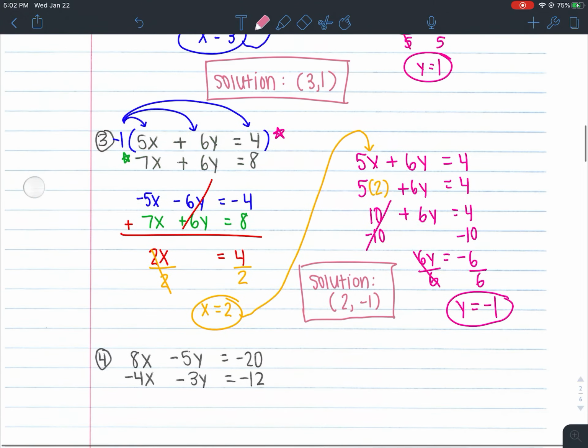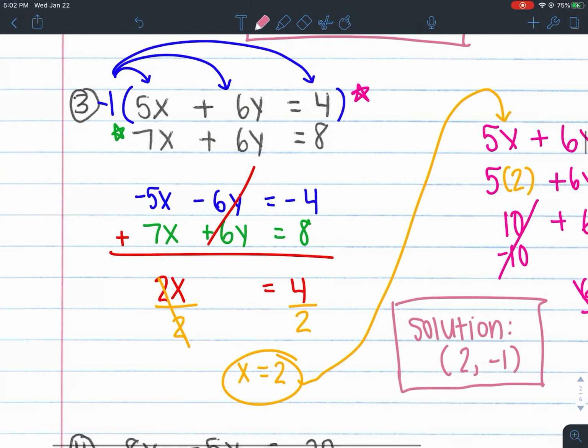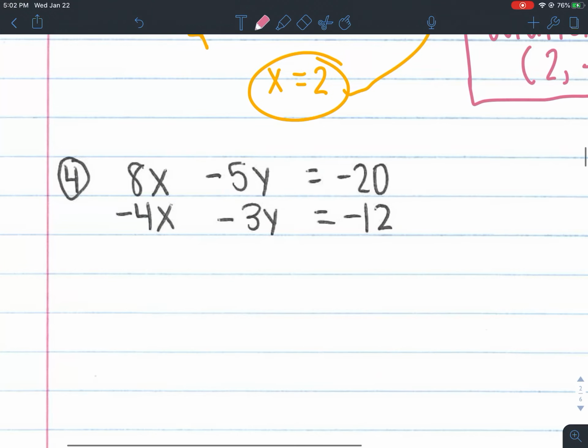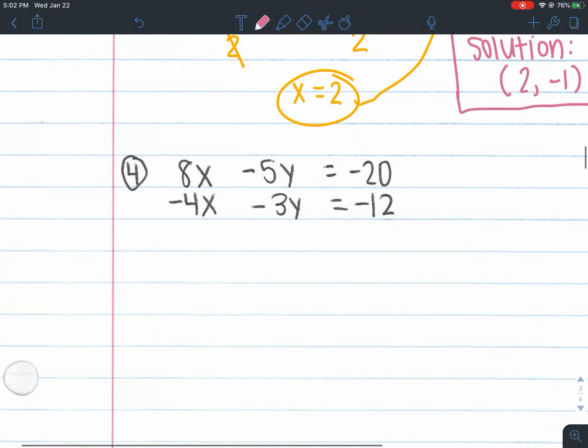I have opposite signs. So in the last problem, everything was positive, but I had 2 of the same numbers. So I'm like, okay, let's get rid of y because that's the easiest thing to do. In number 4, we don't have the same number, but we do have opposite signs. So in this problem, the x would be the easiest thing to get rid of because it's already opposite signs. And if it's opposite, then there's less work that I have to do. These are both negative, and they're not going to cancel each other out, so we're going to have to do more work to get rid of those. So again, I'm going to pick the x's to get rid of here.